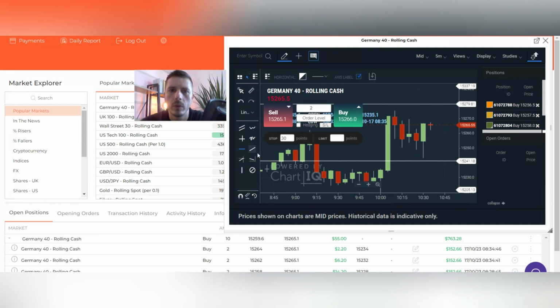So 240, 250 was our next key level right there. As you can see, nicely bounced, and clearly is a long opportunity, but we have to see what's going to happen.